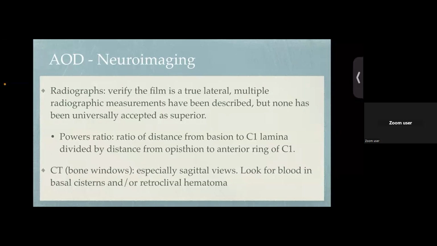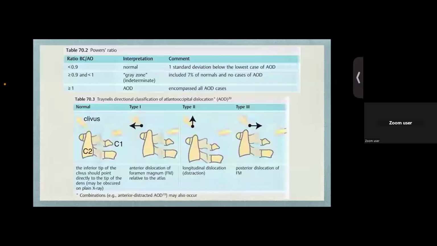CT also with bony windows, especially the sagittal views, and specific things to look for like blood in the basal cisterns and/or retroclival hematoma.